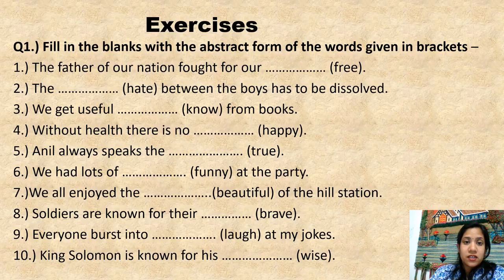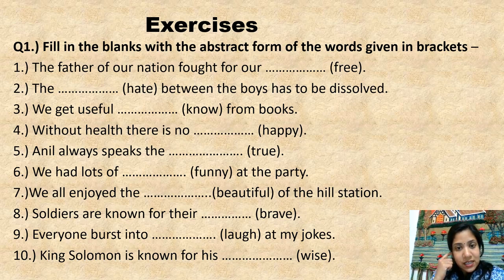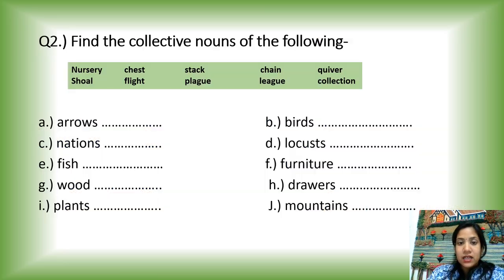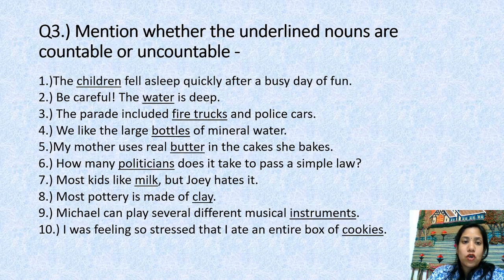Now I have certain exercises for you which are very interesting. The first exercise is where you have to fill in the blanks with the correct form of the abstract nouns which are given in the bracket to complete the sentence. The second exercise is about collective nouns where you have to write down the collection of these things, places or animals. The third exercise consists of countable and uncountable nouns where you have to identify whether the underlined word is a countable or uncountable noun.